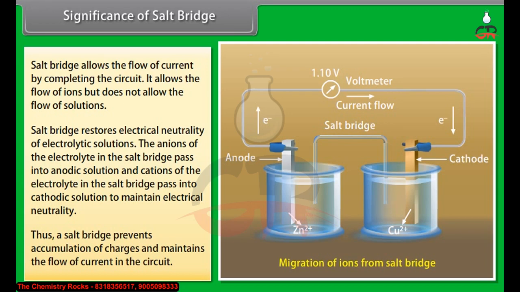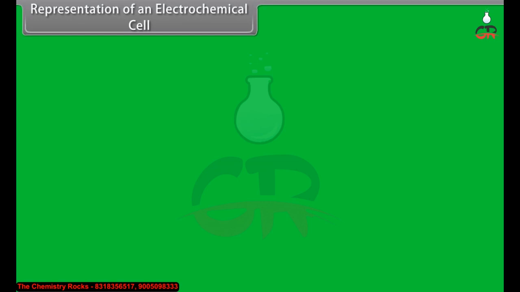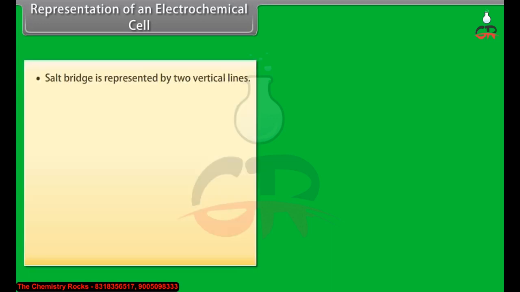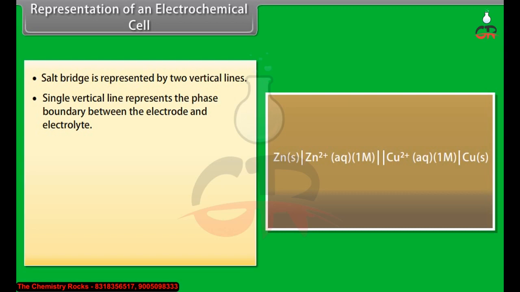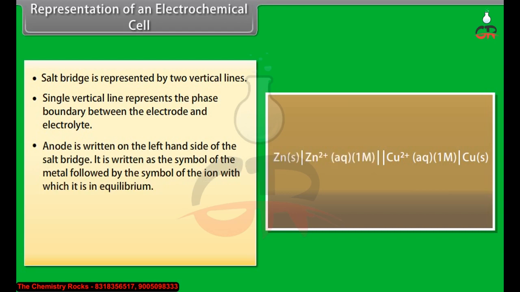Representation of an electrochemical cell. An electrochemical cell or a galvanic cell is represented in a manner as follows. The salt bridge is represented by two vertical lines. A single vertical line represents the phase boundary between the electrode and electrolyte. The anode is written on the left-hand side of the salt bridge. It is written as the symbol of the metal followed by the symbol of the ion with which it is in equilibrium.